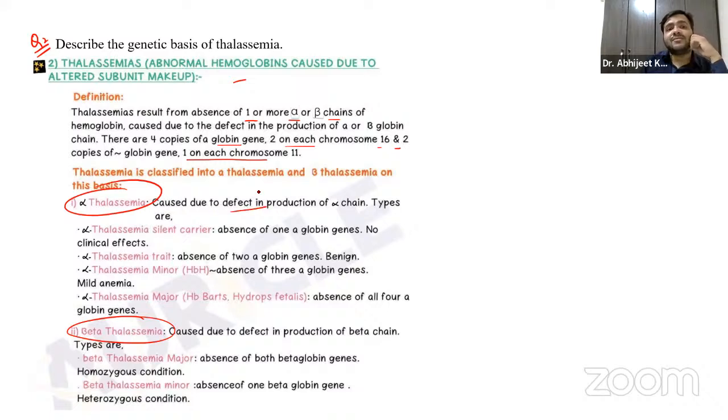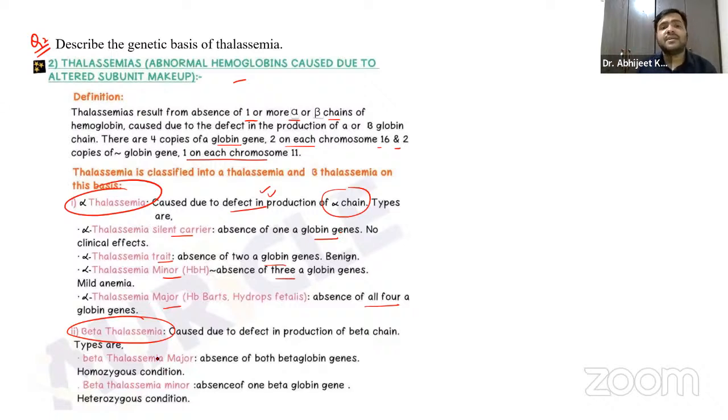So alpha thalassemia is caused due to defect in production of the alpha chain. It can be alpha thalassemia silent, trait, minor, and major, right? Basically, if all four alpha globin genes are absent, obviously it is alpha thalassemia major. Absence of three alpha globin genes, alpha thalassemia minor. Absence of two alpha globin genes, alpha thalassemia trait. And absence of one alpha globin gene: there are no clinical effects, it just acts as a carrier.